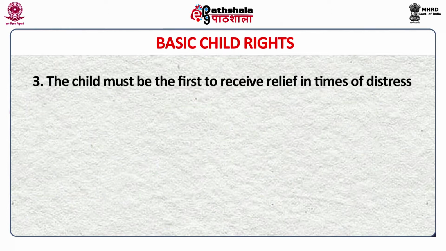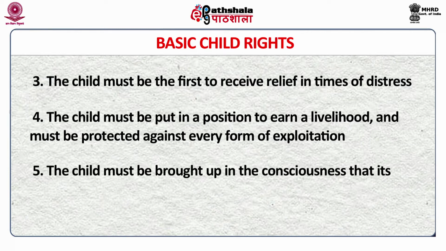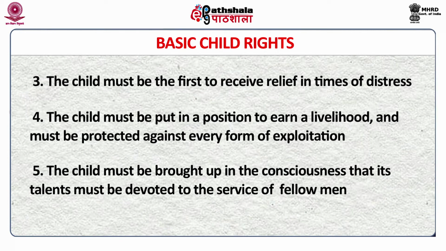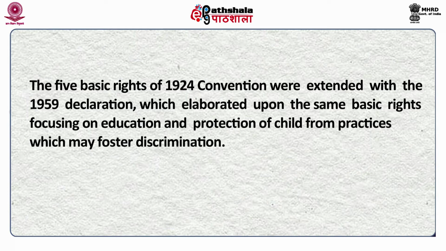Thirdly, the child must be the first to receive relief in time of distress. Fourthly, the child must be put in a position to earn a livelihood and must be protected against every form of exploitation. Lastly and fifthly, the child must be brought up in the consciousness that its talents must be devoted to the service of fellow men. The 5 basic rights of the 1924 Declaration were extended with the 1959 Declaration, which elaborated upon the same basic rights, focusing on education and protection of the child from practices which may foster discrimination.